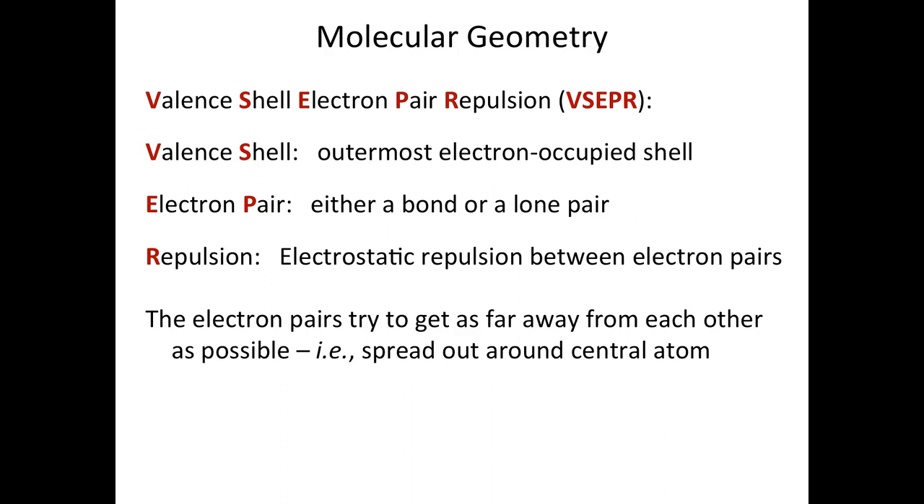And then repulsion is this idea that electrons or bonds or anything containing electrons are negative, and they don't like to be right next to each other because of electrostatic repulsion. Two negatives tend to repel each other. So the simple idea here is that these electron pairs try to get as far away from each other as they can, and so they spread out around the central atom. We'll see a bunch of examples of this in just a minute.